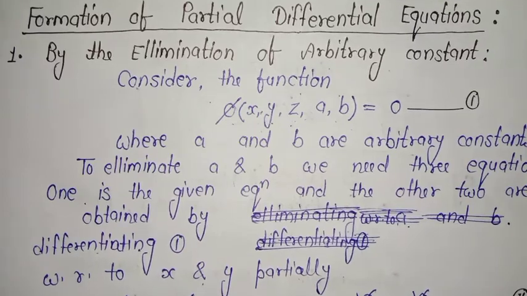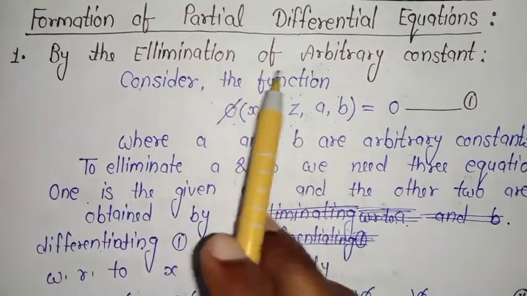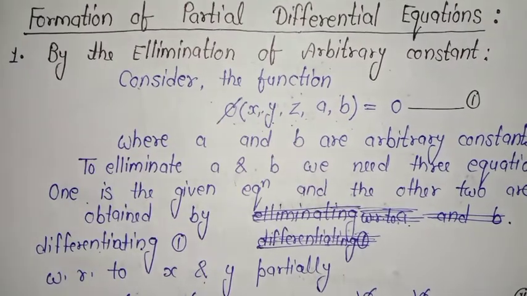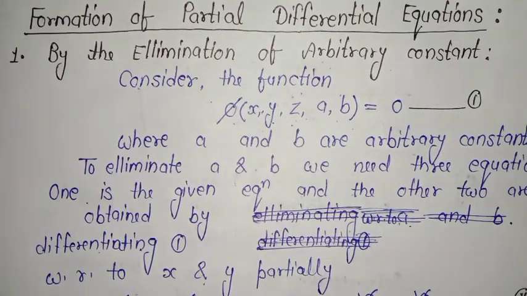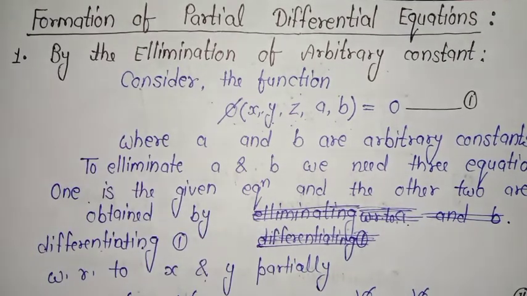The partial differential equation can be formed by two methods. The first one is by the elimination of arbitrary constants and the second one is by the elimination of arbitrary functions. So firstly we will discuss how to eliminate the arbitrary constants.